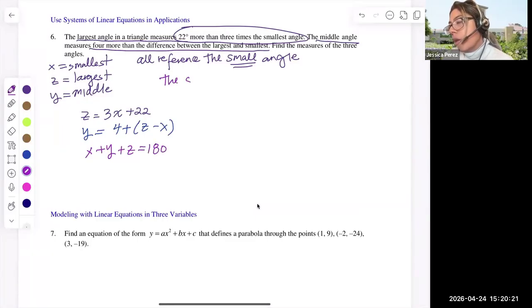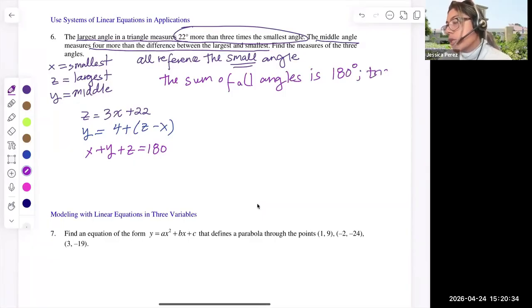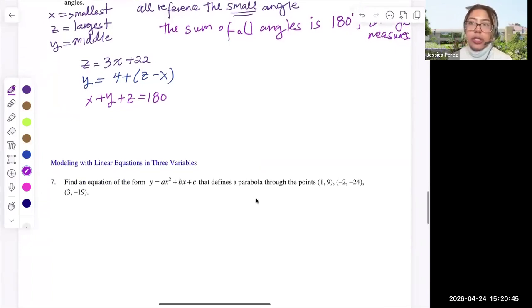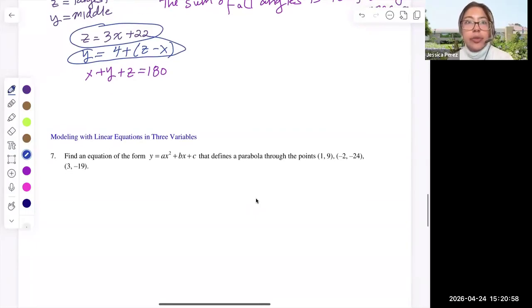So the sum of all angles is 180 degrees, which is the triangle. That's how much the triangle measures. So let's keep that on our back burner. Then we have 3 equations and 3 unknowns: z in terms of x, y in terms of x and z, and then of course x plus y plus z.